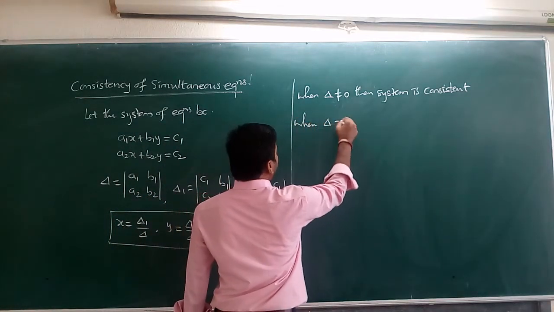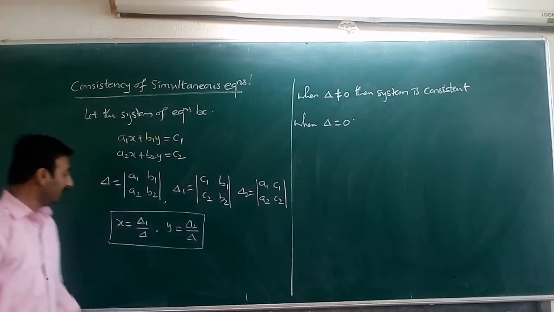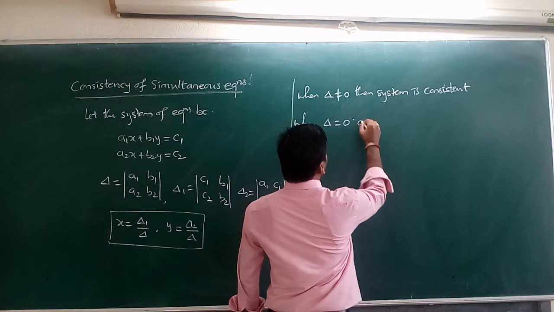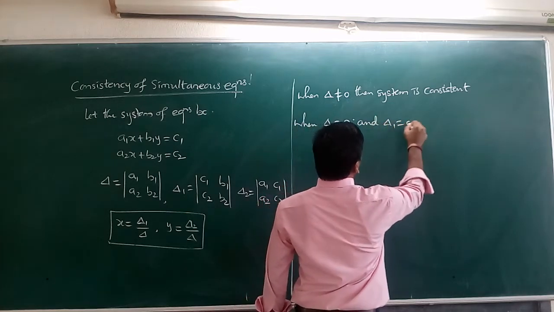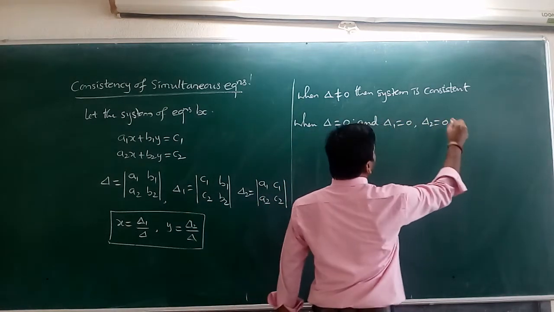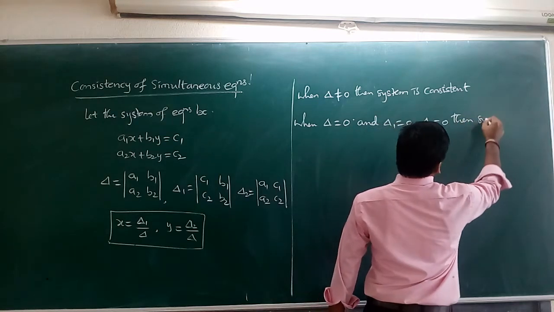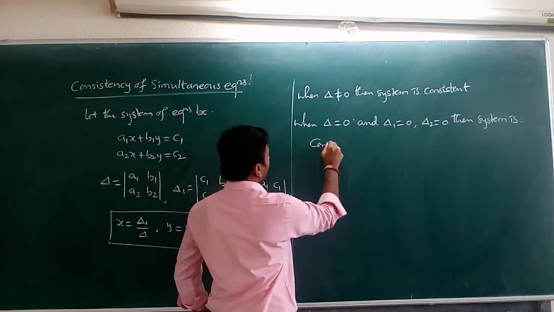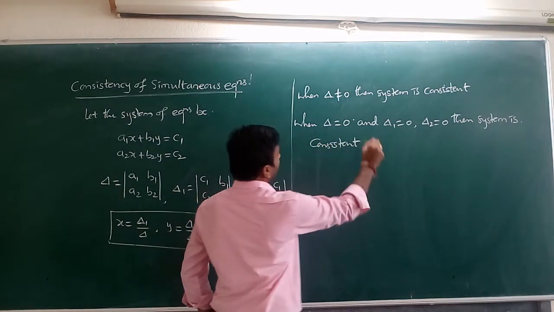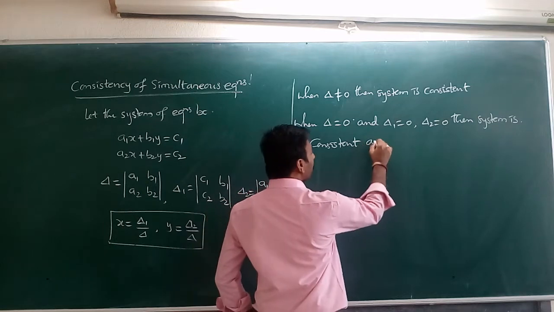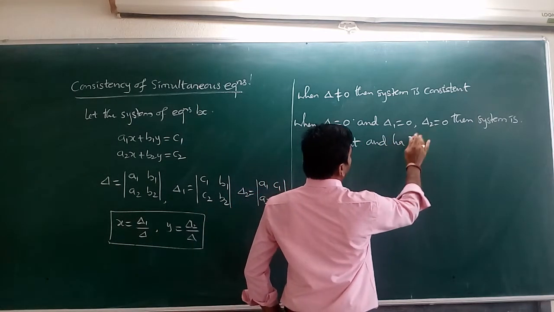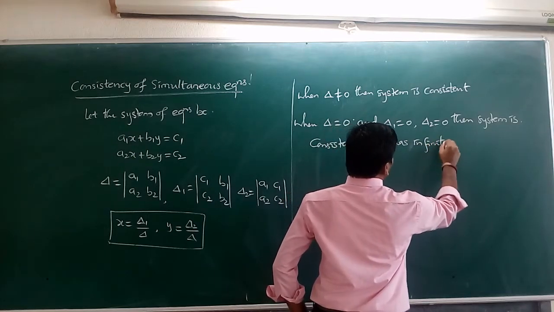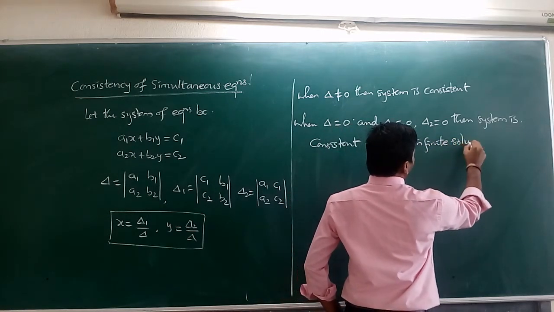When delta is 0, suppose delta 1 and delta 2 are also 0. Delta 1 is 0, delta 2 is 0. Then the system is once again consistent and has infinite solutions. Very important it is, infinite solutions.